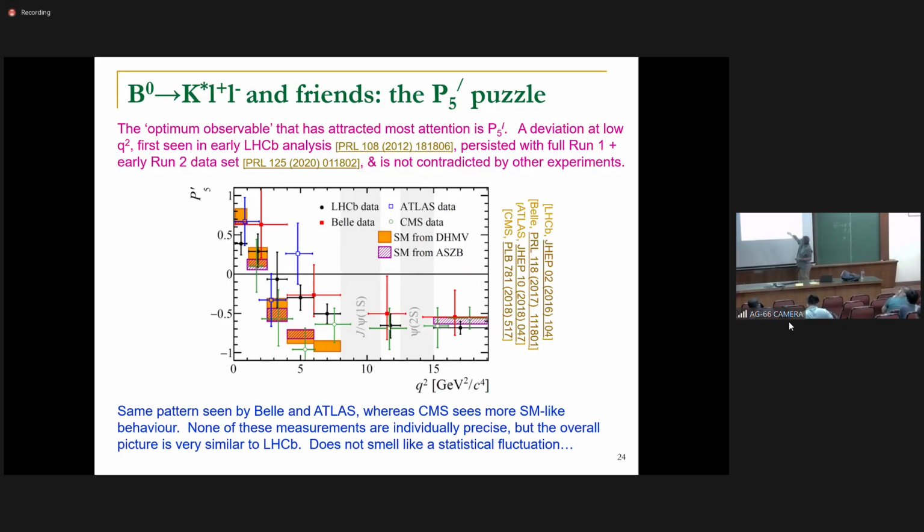what you do see, and indeed the other experiments are using coarser bins for this reason, but in general in this region, black is LHCb, blue is Atlas, red is Belle, green is CMS. So there's this one CMS point which is low here, but everything else is high. So it's looking like the other experiments are supporting this LHCb picture. This does not smell like a statistical fluctuation.